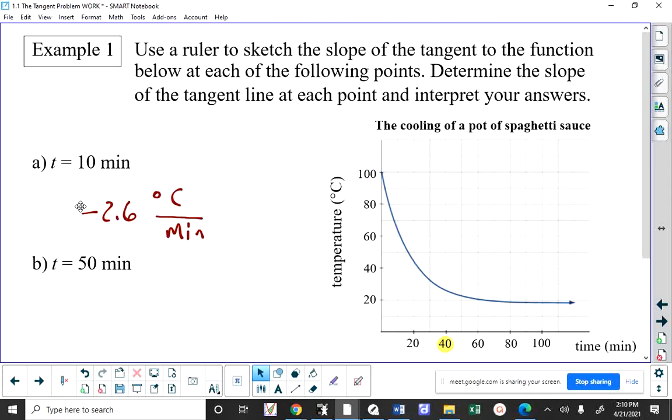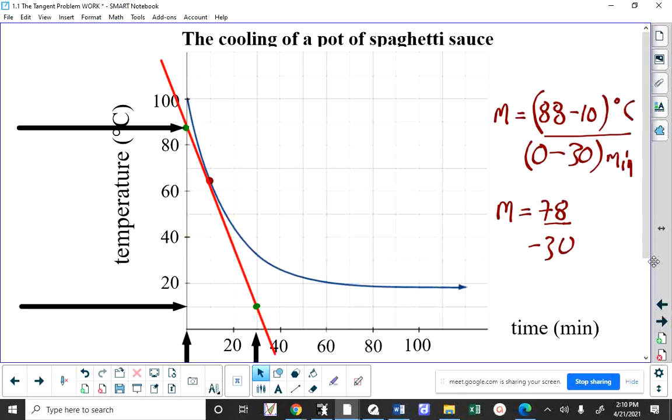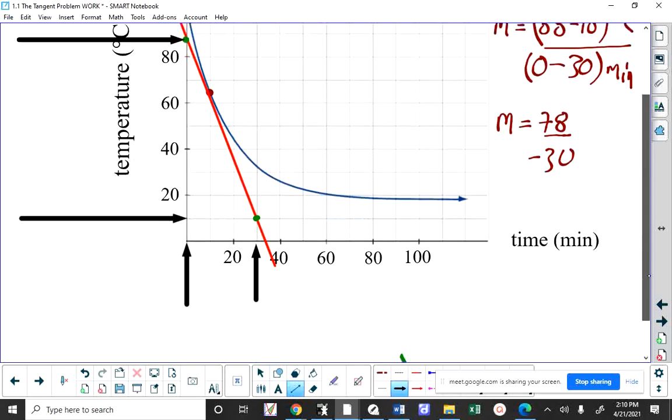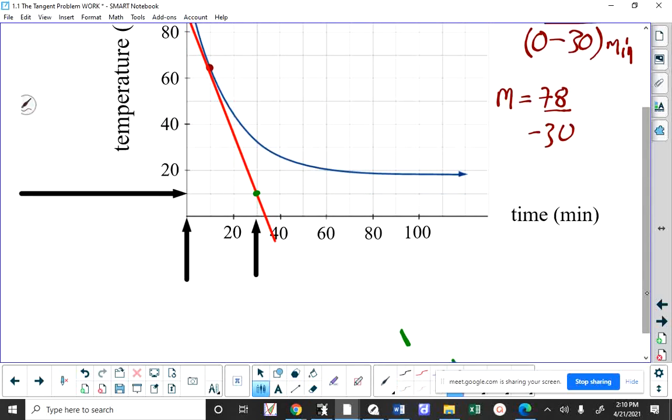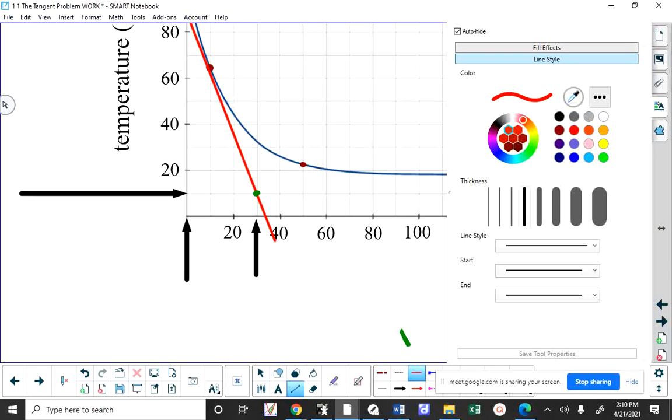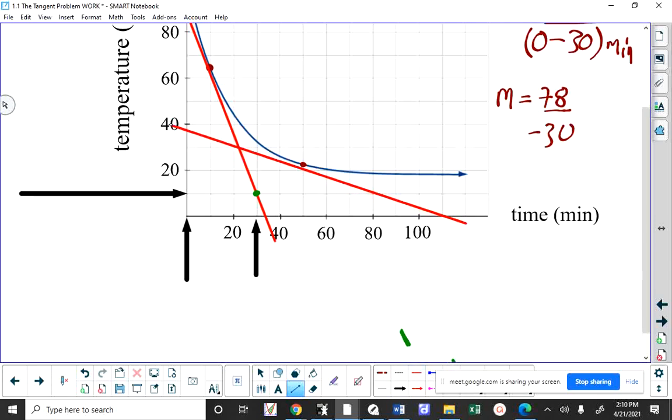We also want to find it at 50 minutes. So you're going to draw another tangent line here. This time you're going to put it at 50 minutes. I'm going to give you a minute here while I work it out as well, and we can compare our answers. And by the way, this is not how we're going to find slopes of tangents in this course. This is just warming up.